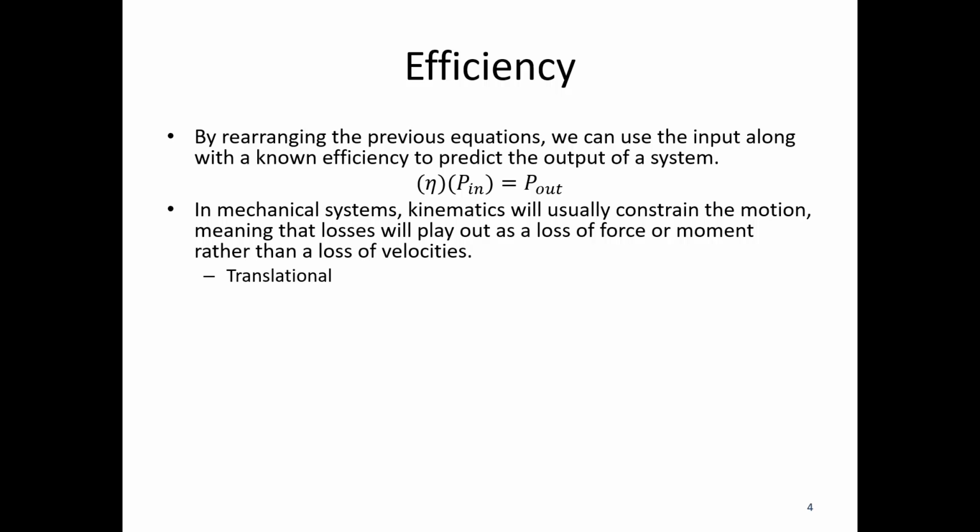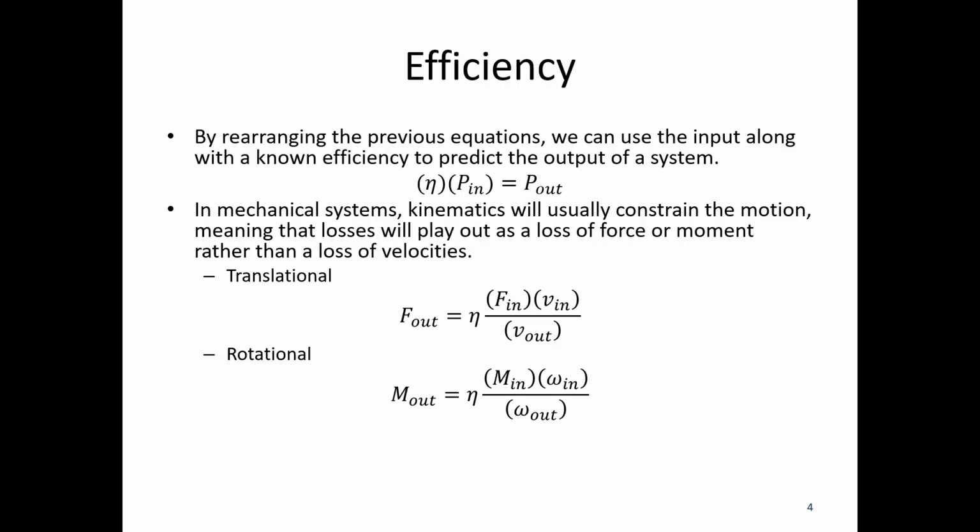But for something like a translational system, we have the force out is equal to efficiency times force in times velocity in over velocity out. So that is power in over velocity out would give us the force we'd expect out of some translational system. Rotational, something like a transmission. The moment we would expect out is the efficiency times the power in, so M times omega would be your power, over the angular velocity out.